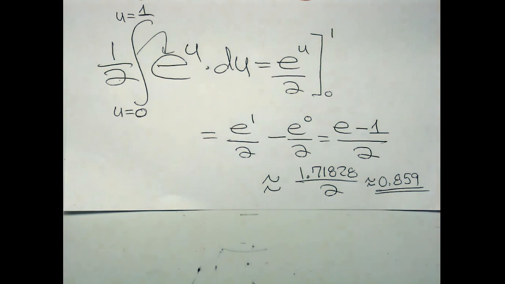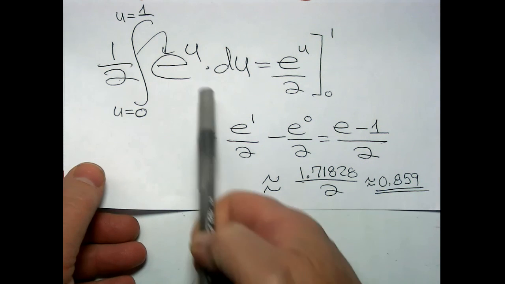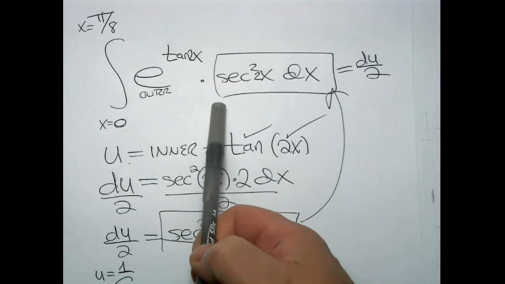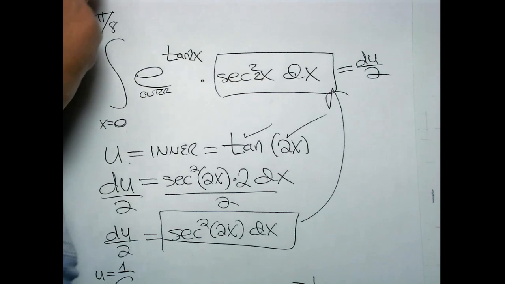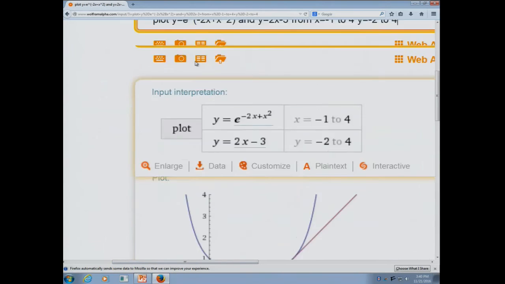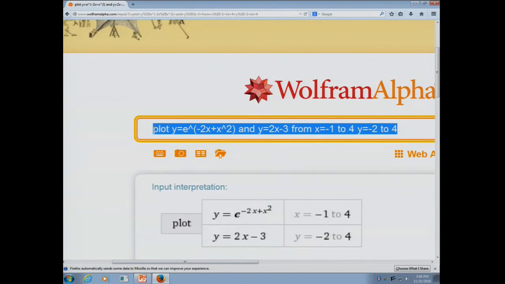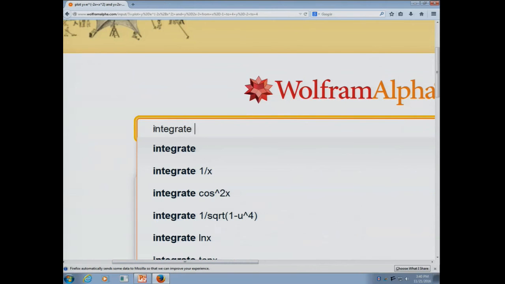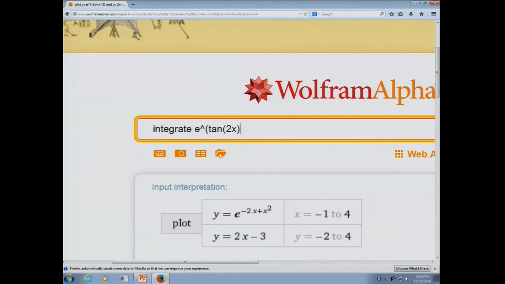Now, if you don't believe that the answer to this, which is 0.859, is actually the answer to that problem, why don't we throw it in Wolfram Alpha and see what happens? We'll actually get to see it, graph it. Here we go. Let's take a look here. Wolfram Alpha, what we're going to do is integrate e raised to the tan 2x times secant 2x, that whole thing squared, from x equals 0 to x equals pi over 8.